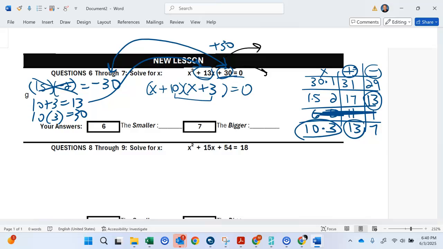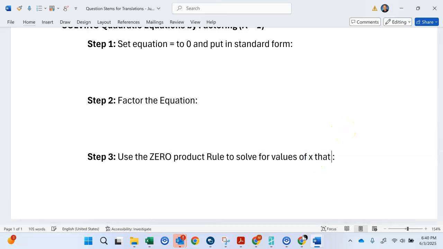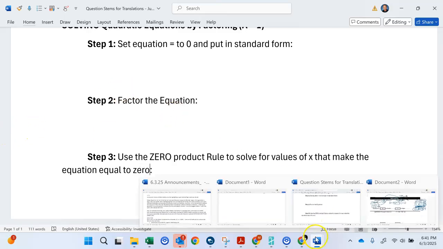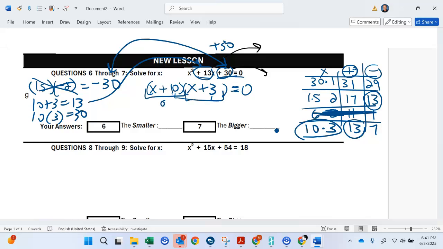Now here's what's really important, the difference. Okay, so this is what's different. We need to use the zero product rule to solve for values of x that make the equation equal to 0. I'm going to put that here. That make the equation equal to 0. This is very important. Okay, so before we said, hey, our answers are 10 and 3, but what we need is the equation to be equal to 0. So we need either this to be equal to 0 or this to equal 0.